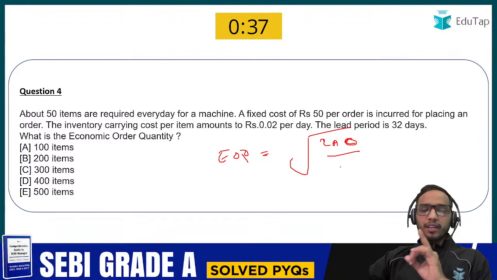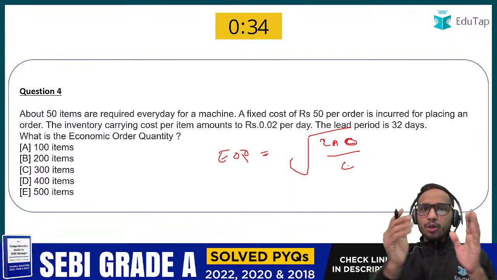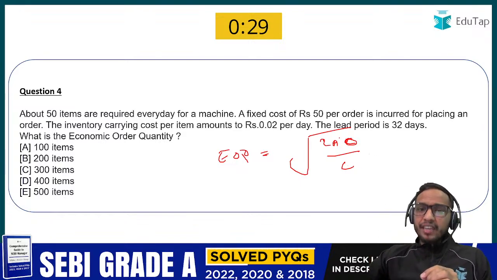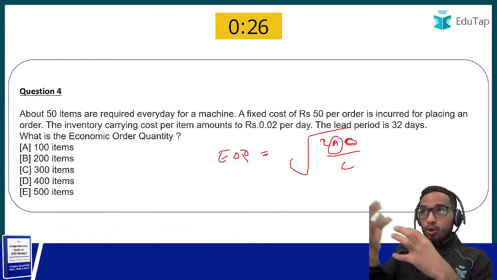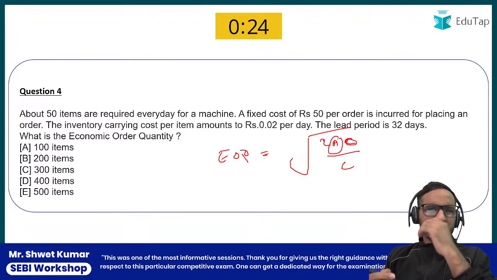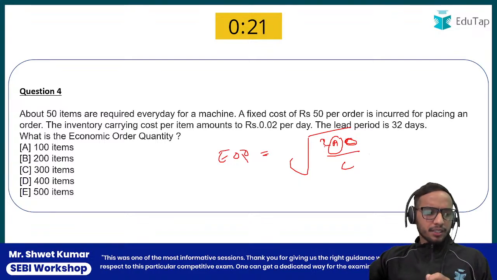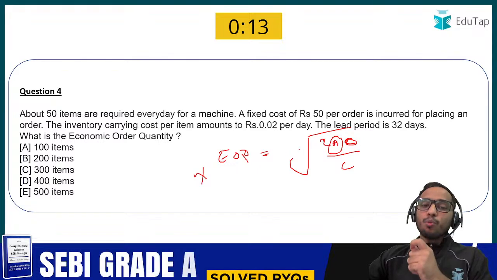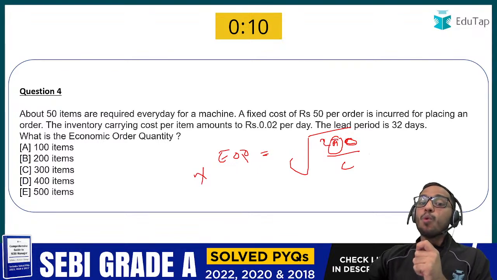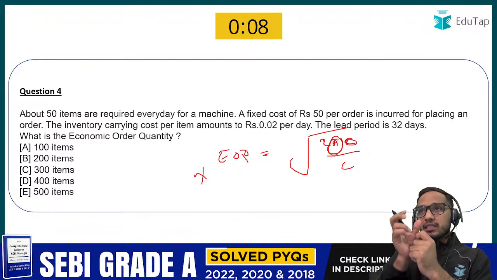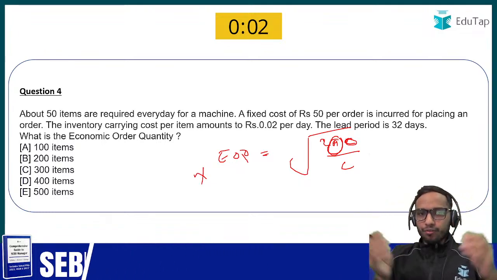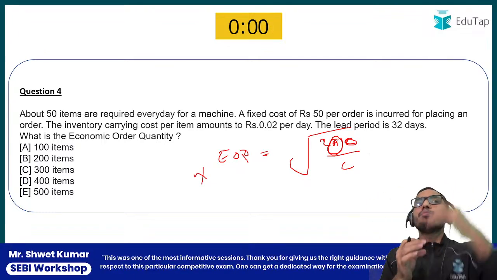Now listen to me very carefully. What is the logic of this formula? EOQ basically signifies the number of quantity in a batch. Now suppose your annual demand is very high. Tell me in the chat section, what is the logic why annual demand is in the numerator, not in the denominator? See, EOQ represents the number of quantities that you need to order to minimize your cost.